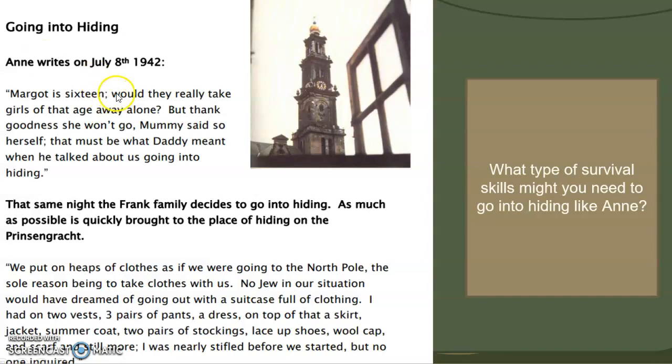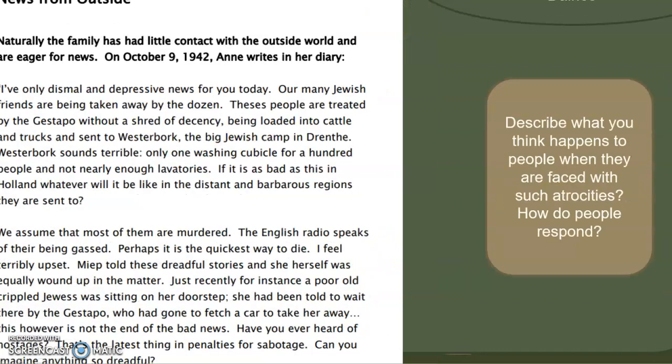So take a minute and read this. This is just a review of Anne's diary from July 8th, 1942. She talks about her sister being 16, but thank goodness she won't go away. Mommy said so herself. That must be what Daddy meant when he talked about us going into hiding. So she's discussing the first early days of hiding. Think about what type of survival skills you might need to go into hiding like Anne. Again, you can go ahead and pause and read. Describe what you think might happen to people when they're faced with such atrocities, such horrible things happening. How do people respond?